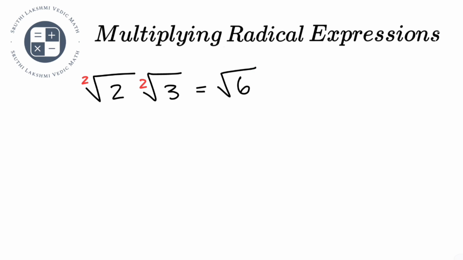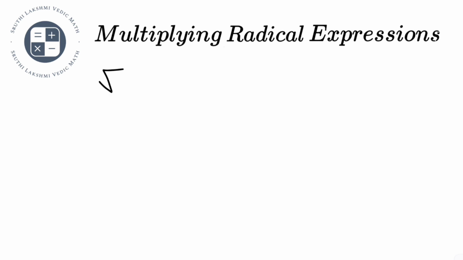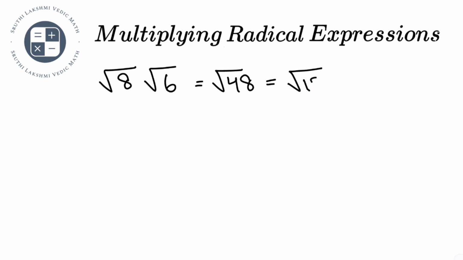Now let's look at a different example. Root 8 times root 6. Now, what we can do is multiply 8 and 6 and get root 48 and simplify this even further. Root 48 can be written as root 12 times root 4. Root 4 is a perfect square, so it would be 2 root 12.